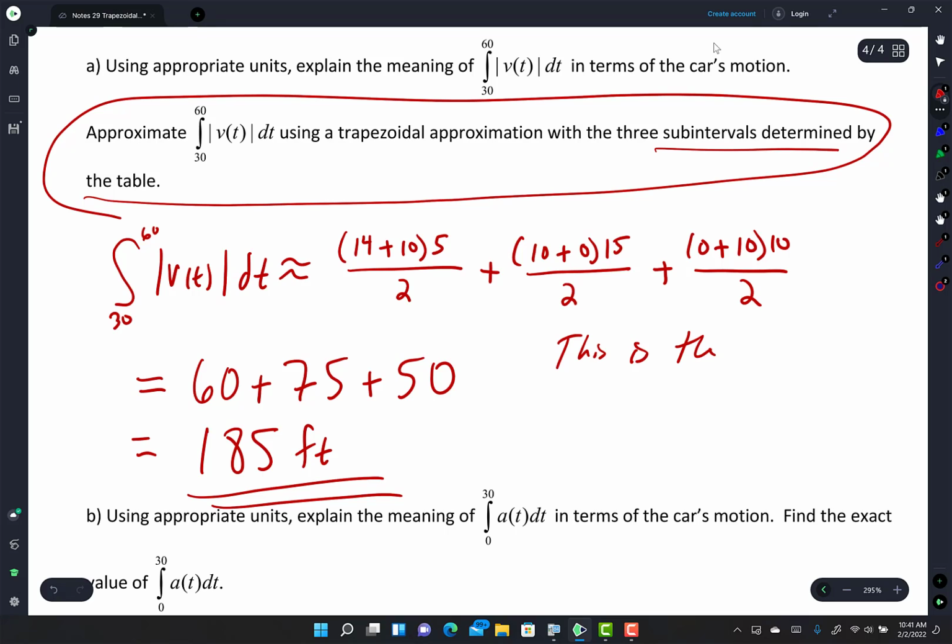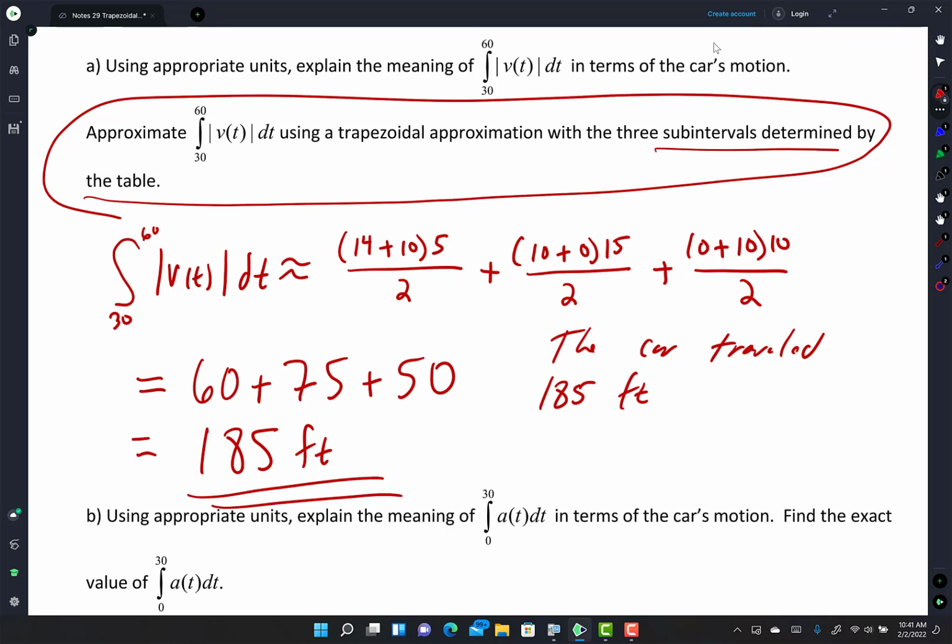Let's answer the question. What does it mean? Using appropriate units, explain the meaning in terms of the car's motion. Okay, since it says using appropriate units, I'm going to say the car traveled 185 feet. The car traveled a distance. Make sure you say the word distance.